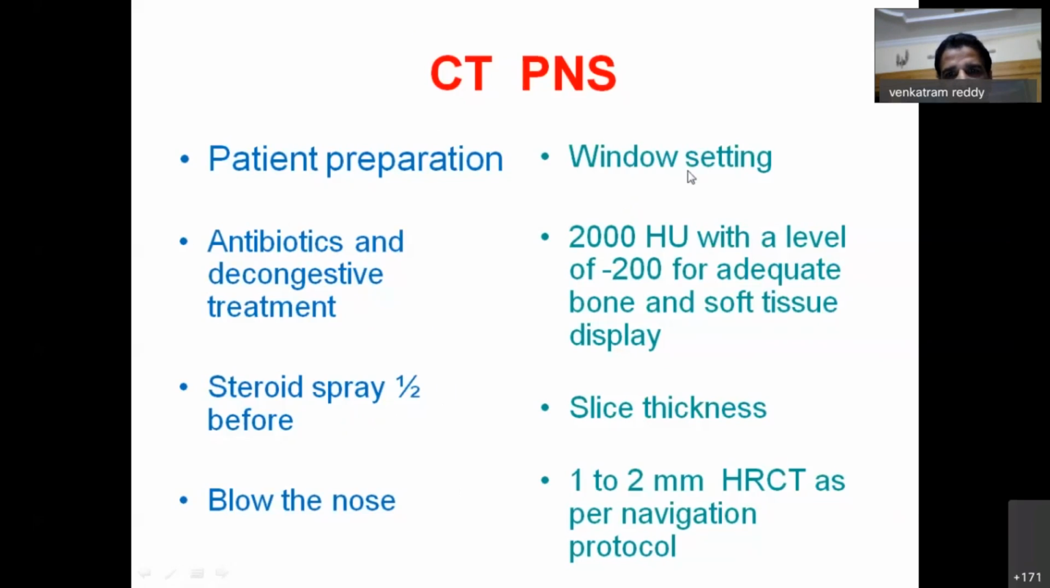And these are the window settings, for those who are interested. I think the standard window setting will be a width of 2000 at a level of minus 200, with adequate display of the soft tissue and the bone. And regarding slice thickness, to all the viewer colleagues, it is better to order a high resolution CT scan, especially 1 to 2 millimeters. Previously we used to order 5 to 6 millimeter cuts for sinonasal inflammatory disease, but that is no more being practiced. For a good assessment of the disease, one should order a high resolution CT scan with 1 to 2 millimeter cuts.